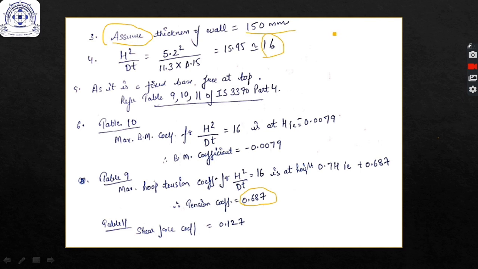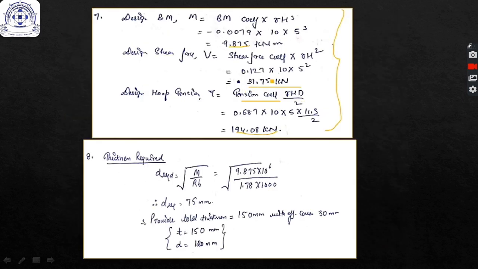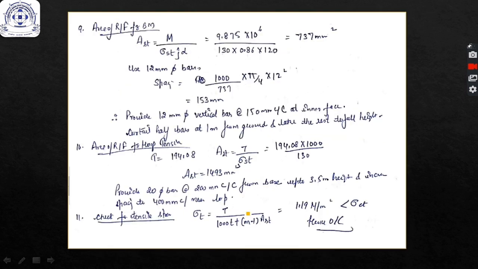So we had assumed thickness to be 150 mm. Now the required d will be under root of M upon Rb. As you know, this is a circular tank with rigid base, so thickness of tank wall will depend on the cantilever moment. So the d required is coming out to be 75, and you have provided 150 total thickness. So I think your check is fine. Total thickness of 150 mm with effective cover of 30 mm, so your check seems to be totally fine.